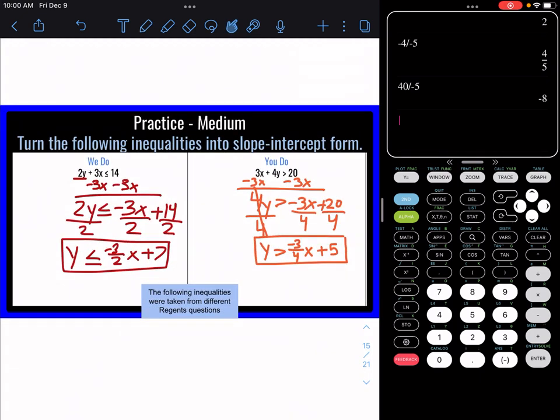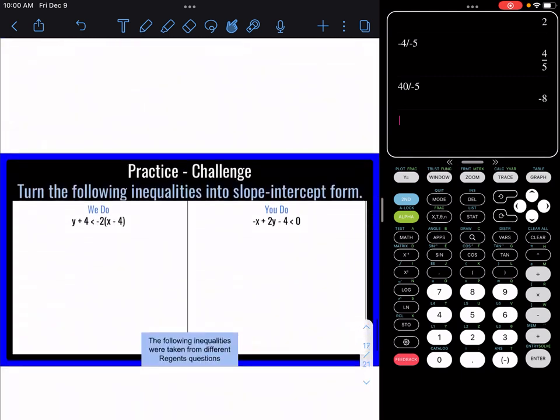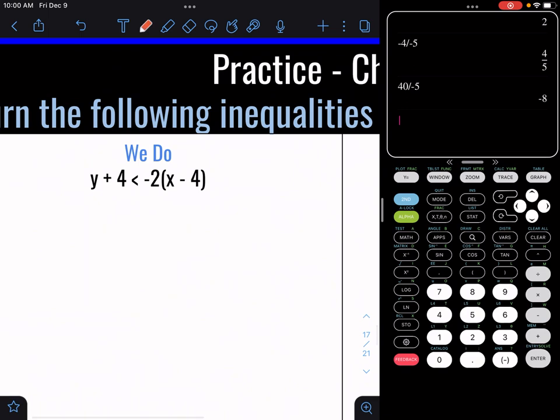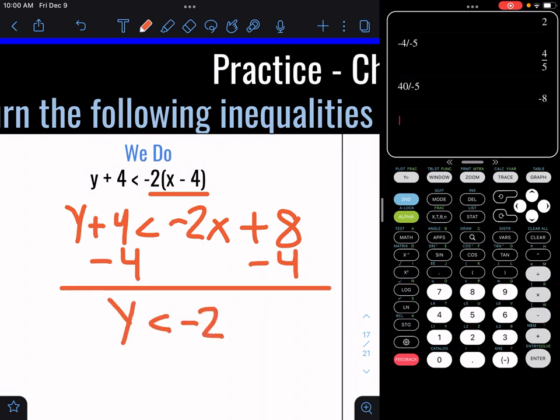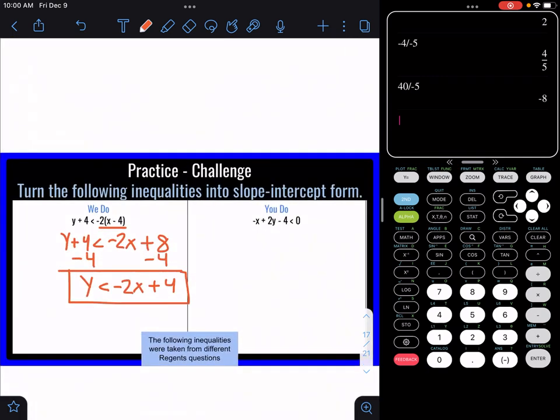And let's look at the last level, the challenge ones we can be given. Let's look at these challenge questions. I see distributive property. Let me do that first. Negative 2 times x is negative 2x. Negative 2 times negative 4 is positive 8. Okay, now I want to get this y by itself, so I'm going to subtract 4. I need to subtract it from the number that doesn't have an x, which is the 8, the constant. So I didn't multiply or divide by a negative number, so no need to flip the inequality symbol. And then 8 minus 4 is 4. This will be my final inequality. And now you do this problem.